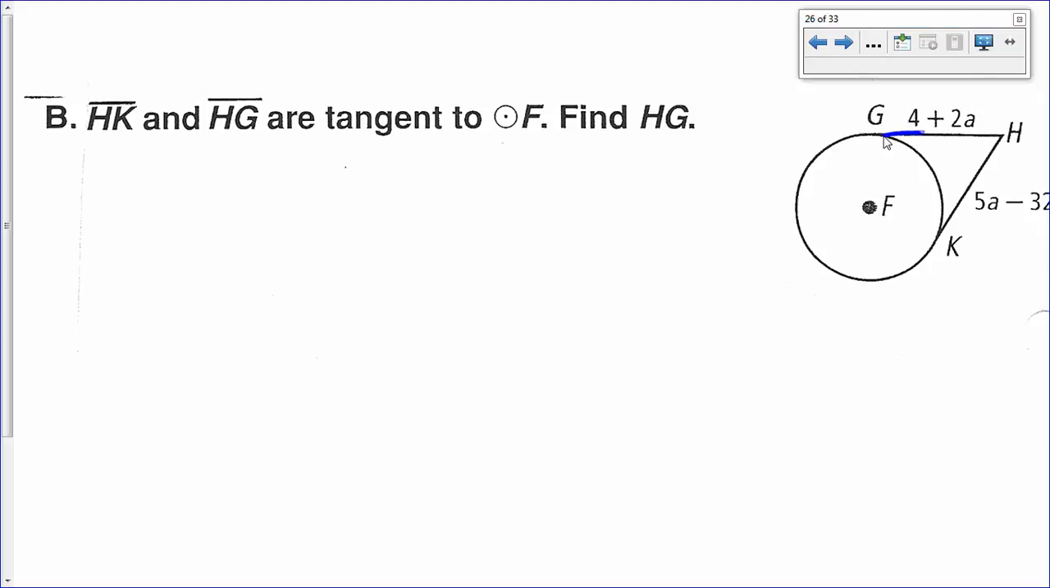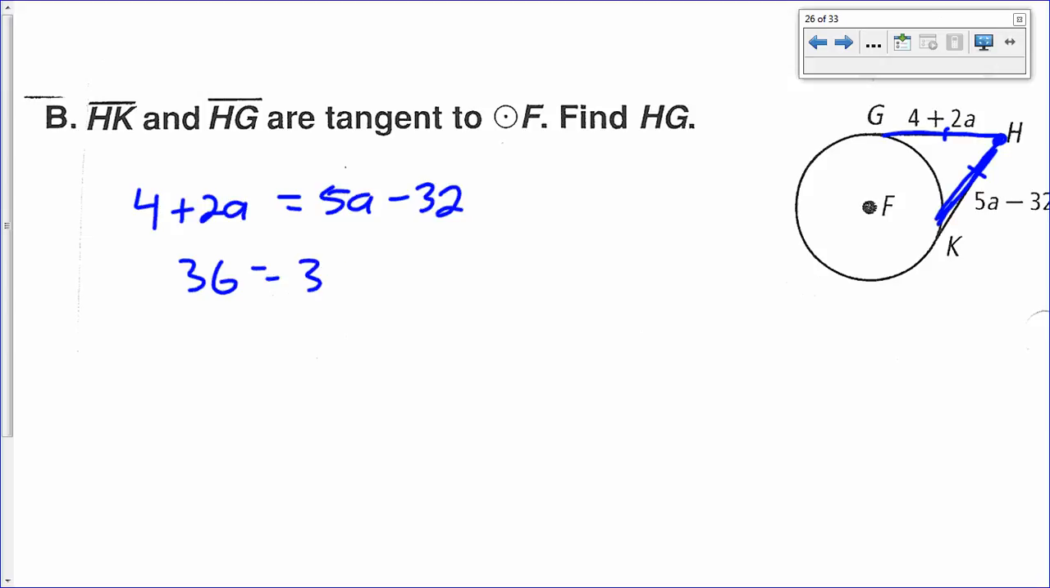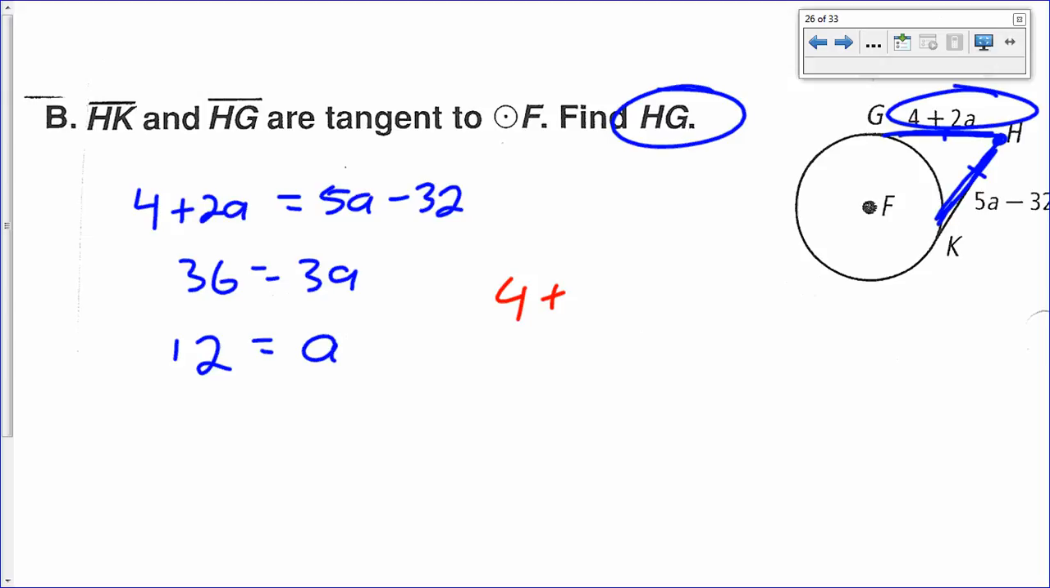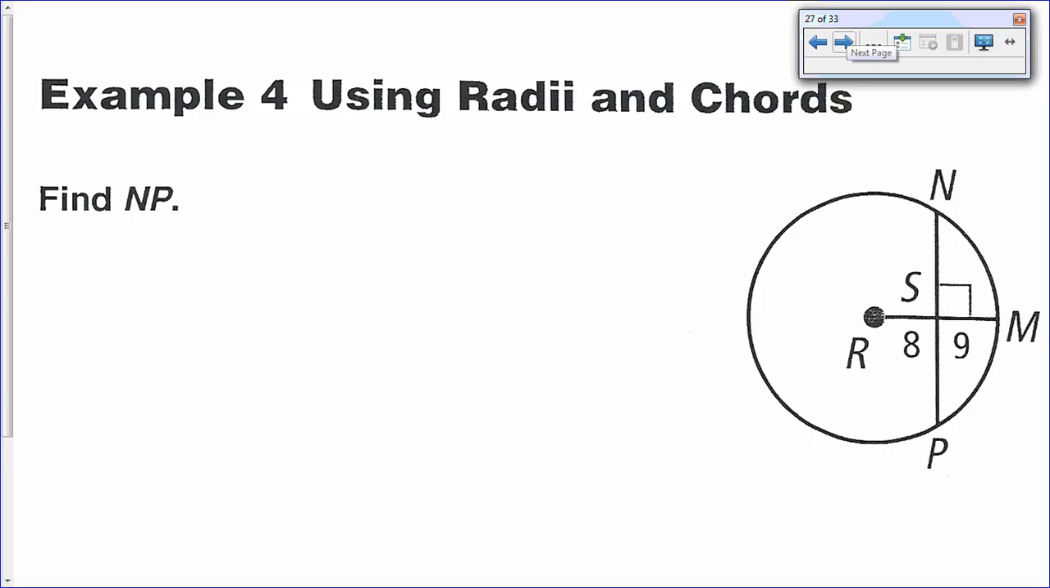This one, these are two tangents that come together at an external point. The theorem is that they are congruent. Go back and look at the theorem if you need to. 4 plus 2a equals 5a minus 32. Bring the 2a over, add the 32. 36 equals 3a, a equals 12. Is that what they wanted? No, they want HG. Make sure you answer the question. HG is right here. 4 plus 2 times a is 12. 4 plus 2a, see that? So 4 plus 24 is going to be 28. So HG is 28.